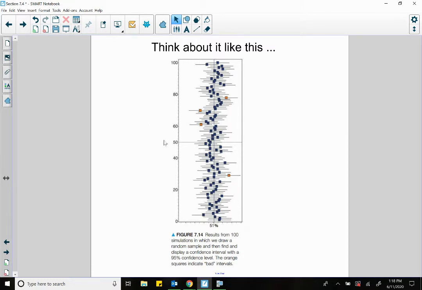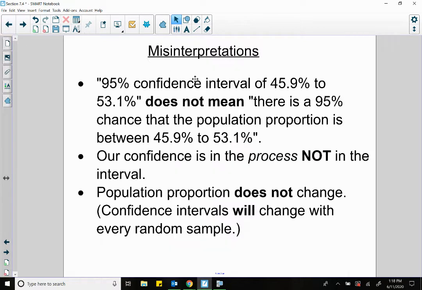Hopefully that explains a little bit about this, that it doesn't mean that there's a 95% chance that it's in here. It's a 95% chance our process produced a confidence interval with the population proportion. It's all about the process, not the interval.